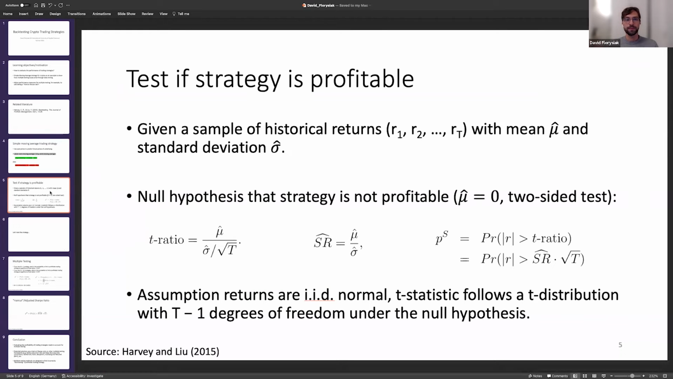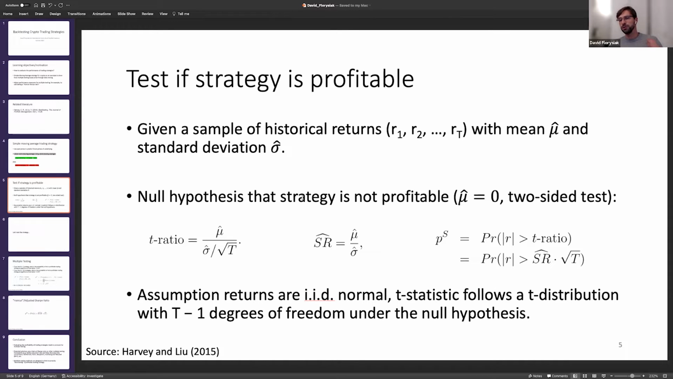Once we have the returns for this trading strategy, how do you test if it is actually profitable? What I'm going to illustrate in a minute is that we calculate the returns for this trading strategy. So we're going to have capital T different returns. Let's say we look at daily returns, so we're going to have thousands of daily data points, with mean mu and standard deviation sigma that we can then estimate from the historical returns.